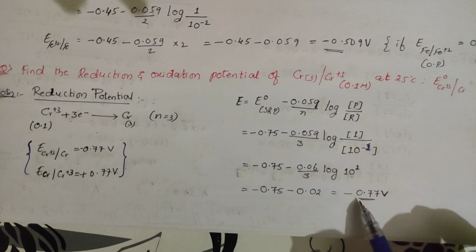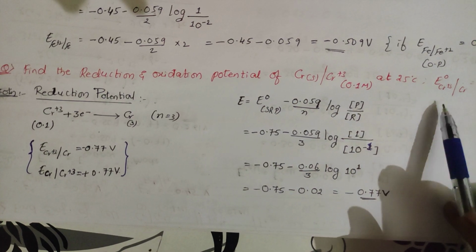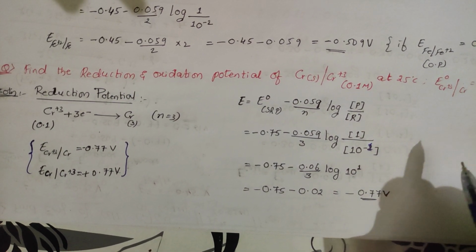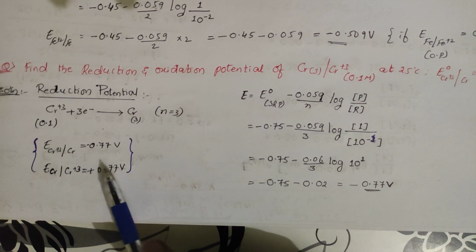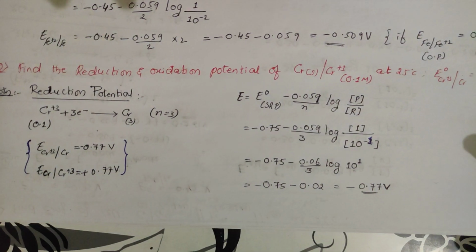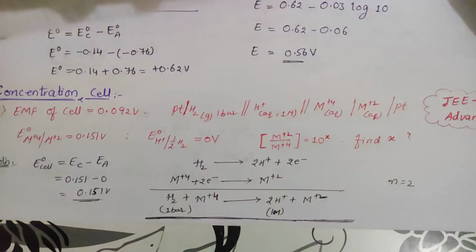What is this? This is the reduction potential, whatever you have calculated for this electrode at a given temperature. So this is the reduction potential minus you will be getting. If you want in terms of oxidation potential, it will be getting converted to 0.77 volts with positive side.